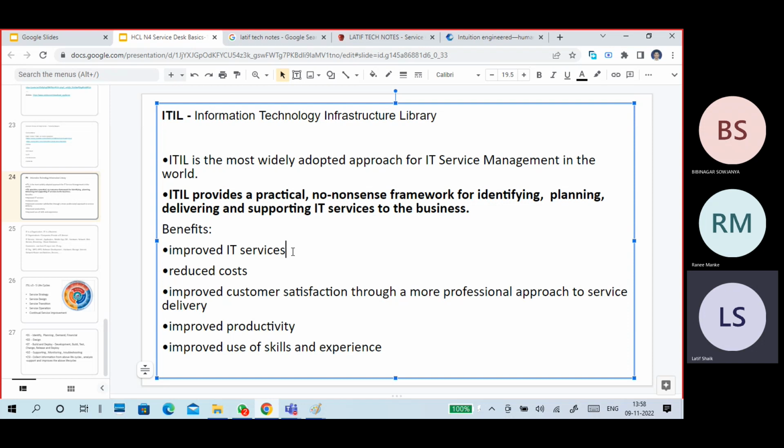So ITIL brings all these benefits, guys, because of its five life cycles: service strategy, service design, service transition, service operation, and continual service improvement. Continual service improvement collects information, analyzes, and gives suggestions to improve your further life cycles. Then your IT business will improve much better. It gives a practical, no-nonsense framework for identifying business needs, planning, designing, delivering, and supporting IT services. So this is all about ITIL.